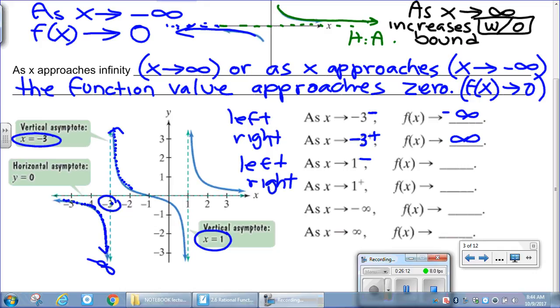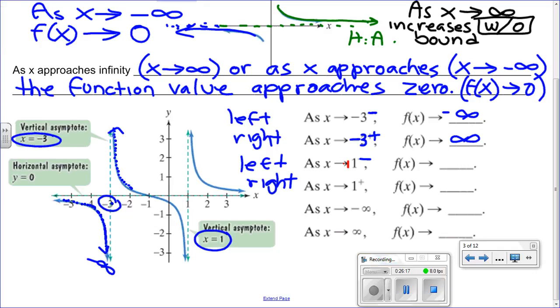Okay, so what's happening as x approaches 1 from the left, and this is positive 1? So positive 1 is here. What's happening on the left side? We're looking at the values here. What's happening to our y values? They're going down, so that will be negative infinity. And what's happening on the right side? Still the same asymptote, positive 1, and so that would be positive infinity.